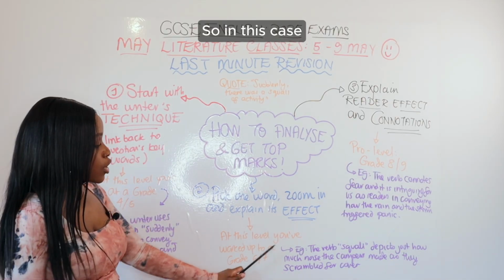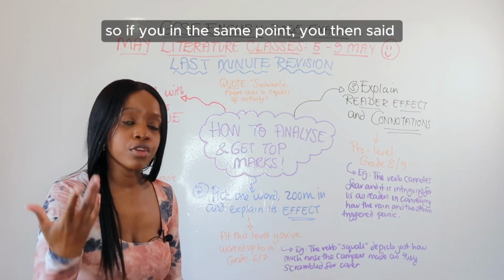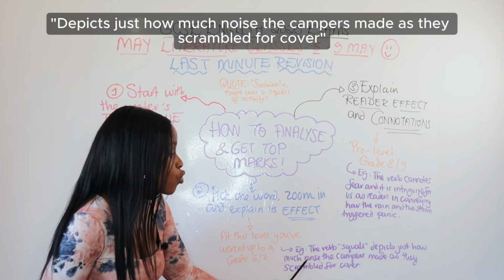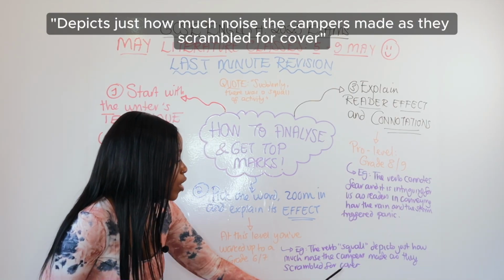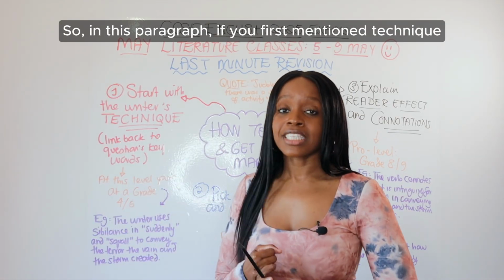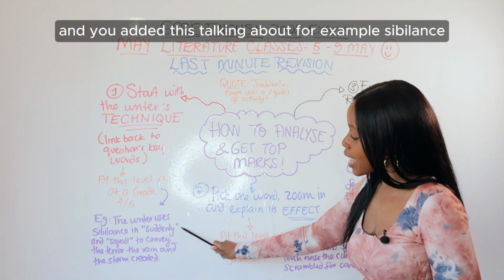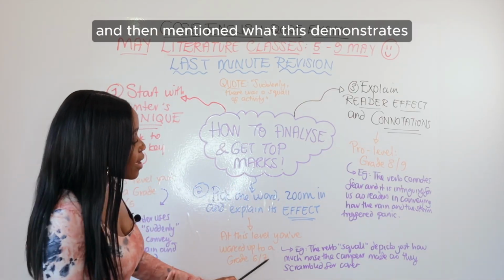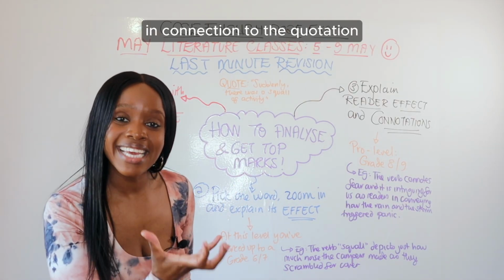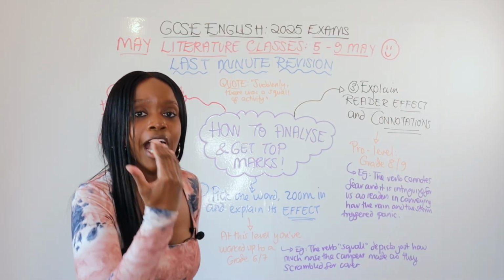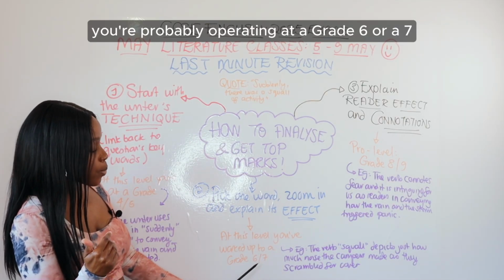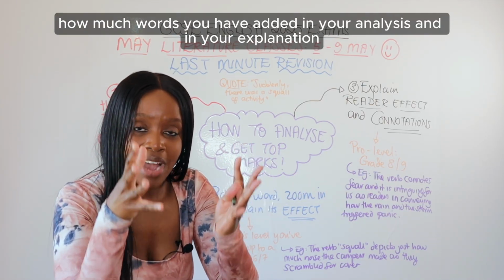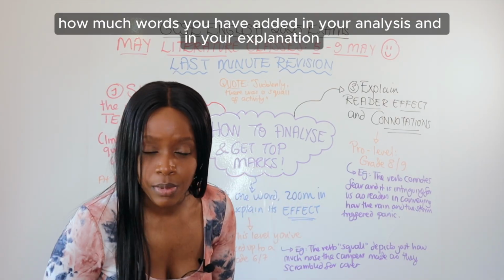So in this case, in the same point, you then say, the verb "squall", which is one of the words, depicts just how much noise the campers made as they scrambled for cover. So in this paragraph, if you first mentioned technique, talking about, for example, sibilance, then you picked out one particular word, zoomed in, and mentioned what this demonstrates in connection to the quotation, at this point you're probably operating at a grade 6 or a 7, depending on how much detail and how many words you have added in your analysis and explanation.